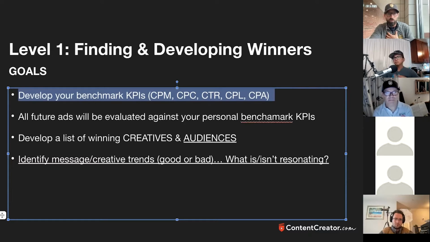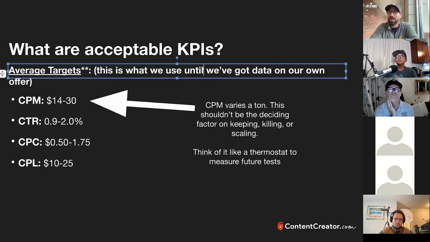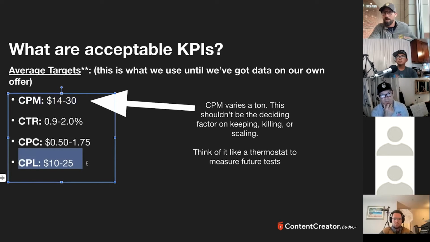Okay, I'm going to go over in a second here, guys. Where is it at? If you want, you can just screenshot this right now. These are going to be kind of your general acceptable average KPIs. Now, that being said, this is what we can use until we got data of our own. So for CPL, CPL is $10 to $25.